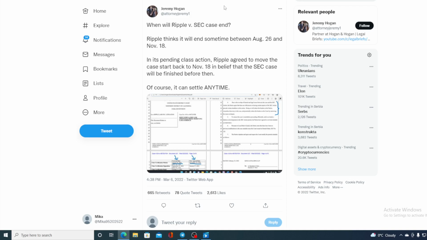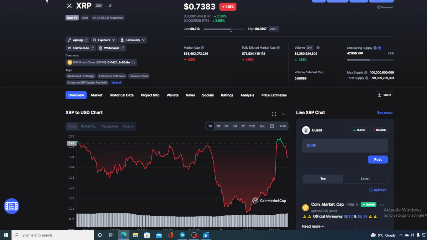Let me remind you guys, the SEC seems to be losing this lawsuit from Ripple, and Ripple is gaining traction with it. So, if this ends on November 18, I am sure that Ripple will come out as a winner. And if they settle again, I am sure the SEC is not winning with the settlement either. Now, guys, you can imagine what that will do to the price of XRP. Right now, as I said, we are at 0.7383. But this price will change pretty soon, and I am sure that it will go up. Now, guys, I did tell you that I am not a financial advisor.